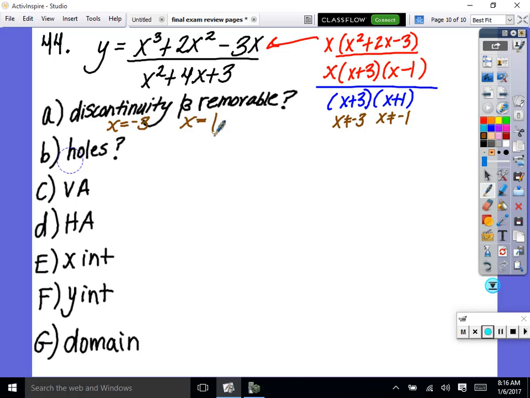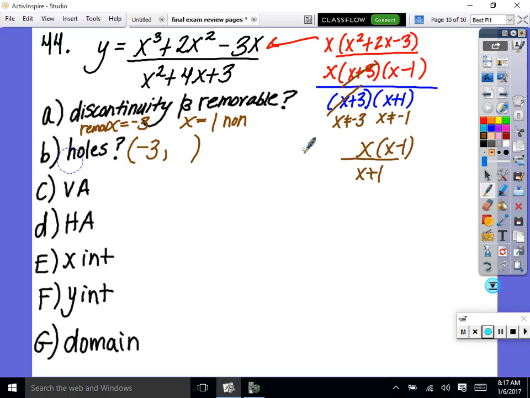So then let's divide out what we can. Oh, look, the x plus 3 one removed. We just removed it. And nothing else divides out. So I'm going to write out my new equation: x times x minus 1, and on bottom x plus 1. Okay, so this one removed, so it was removable, and this one did not divide out, so it was non-removable. Holes come from removable discontinuities. So we have a hole at negative 3 comma something.